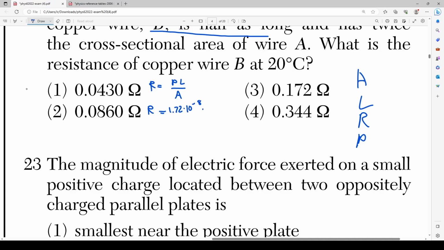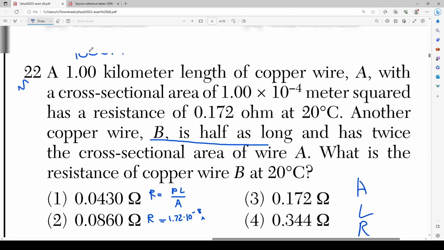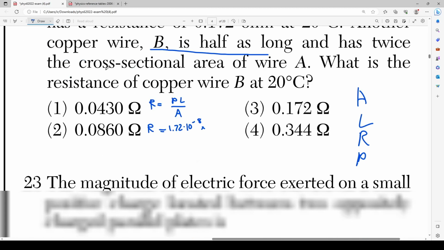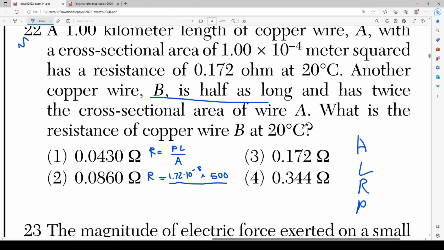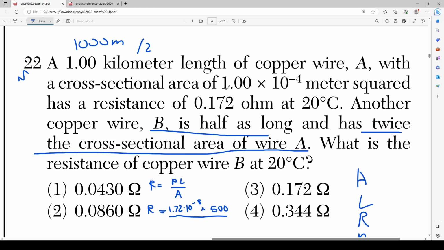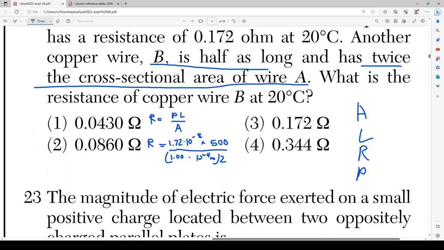Right, that's a resistivity. And we just said that our length is half of 1,000 meters, which is 500 meters. So we're multiplying that by 500, and dividing by our cross-sectional area, which is twice the cross-sectional area of wire A. In essence, it's 1.00 times 10 to the negative 4 meters squared, times 2. When you calculate all of this, I forgot to put units, but you should probably put units, you're going to get this value as your resistance, 0.0430 ohms.